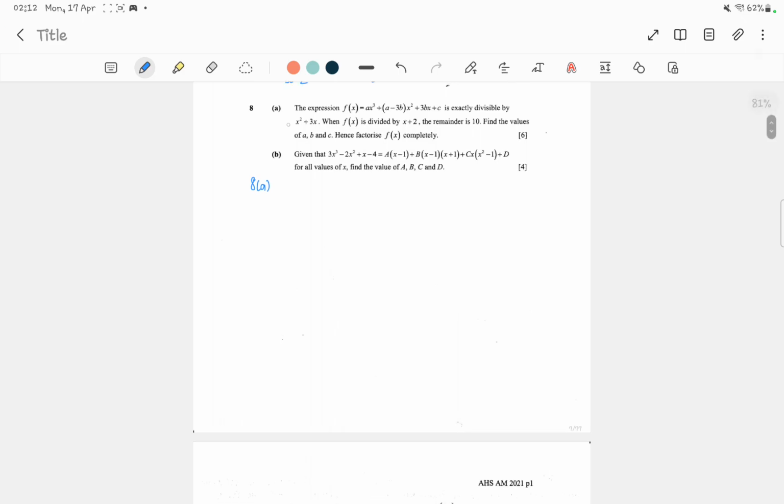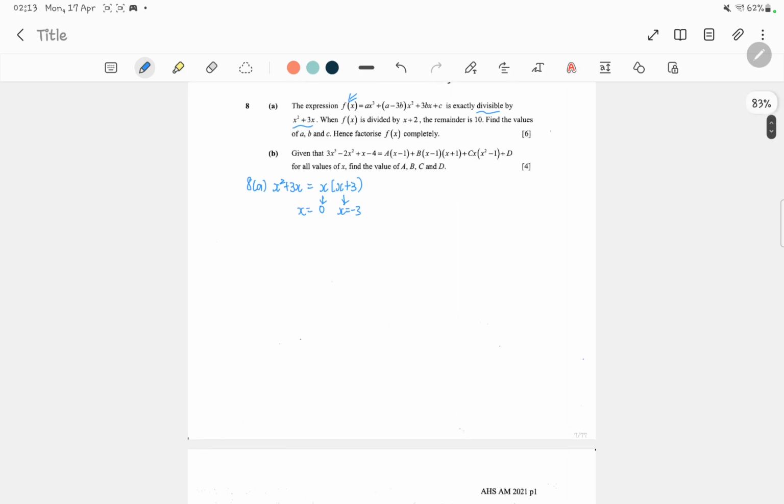So the first thing to take note is that the x squared plus 3x over here, I can factorize it as x(x plus 3), right? So since f(x) is exactly divisible by x squared plus 3x, whatever makes it 0 is x equals 0, and whatever makes this 0 is x equals minus 3. So we can use the factor theorem, f of 0.